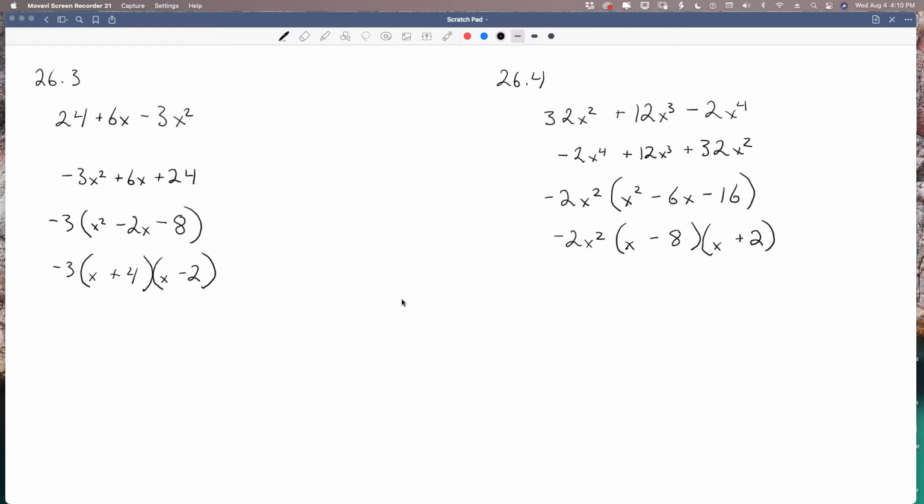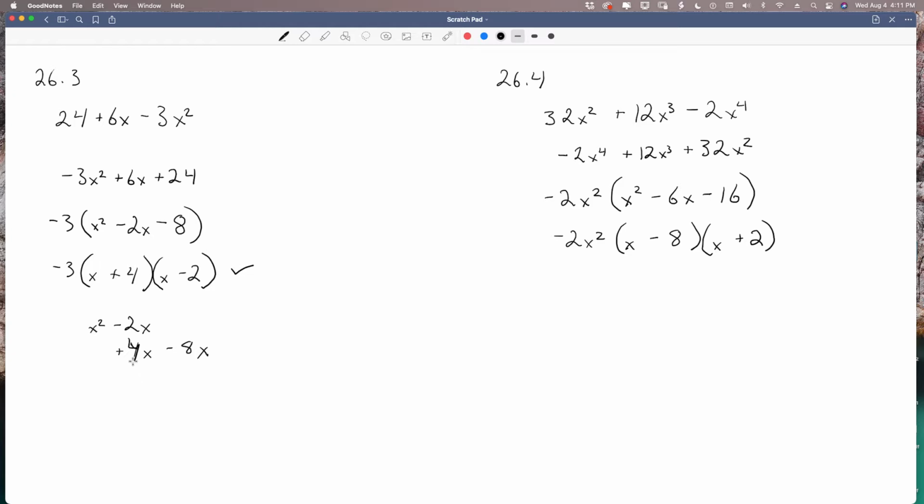All right, so I am assuming that you took the time to work both of these out. And if you got for 26.3, -3 times x plus 4 times x minus 2, then you got the correct answer. And if we were to do the distribution on that to check it, we would see x times x is x squared. That's -2x, +4x, and -8x.